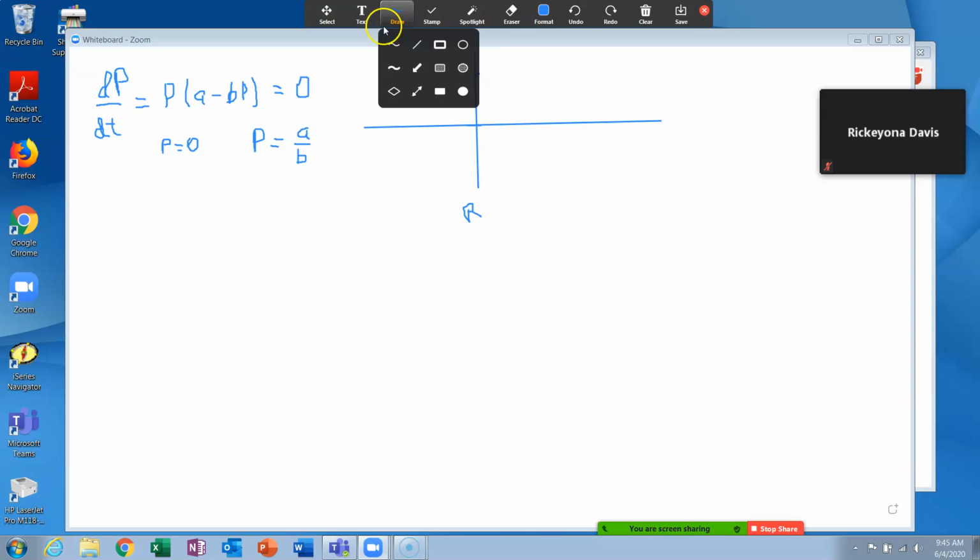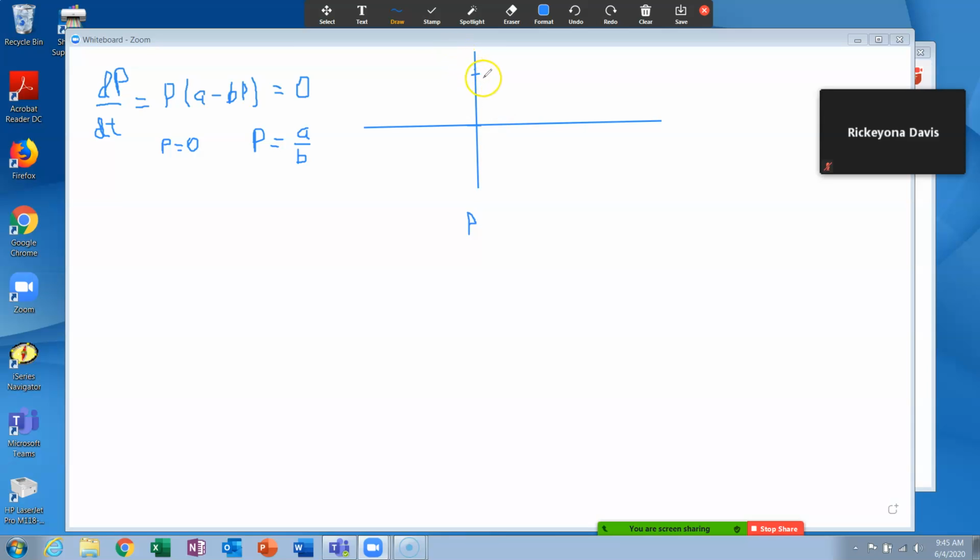Oh, why did I do that? Let me erase that. Okay, this is your p-axis. Okay, lift my finger. Okay, that's the p-axis. Here, p is equal to 0. That is a critical value. The slope is 0.